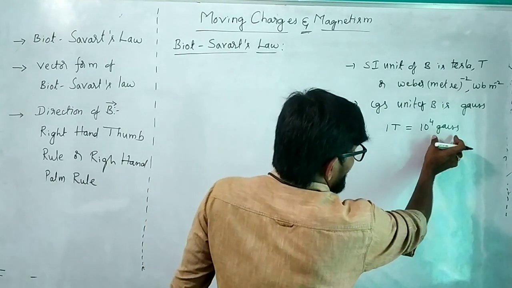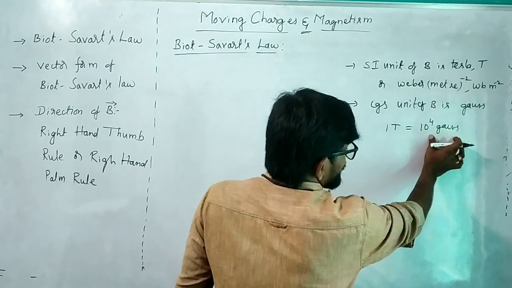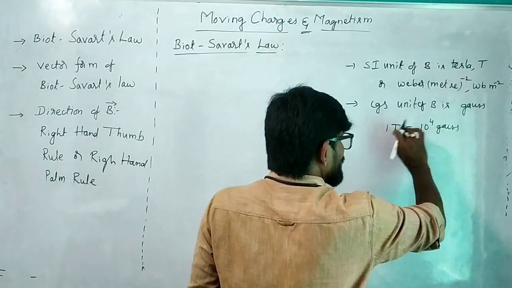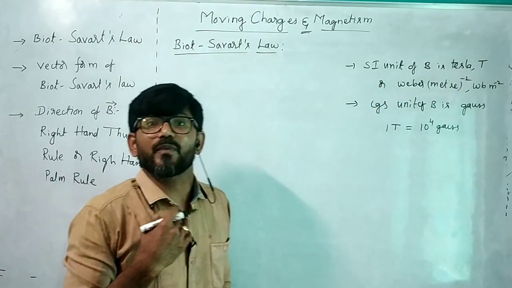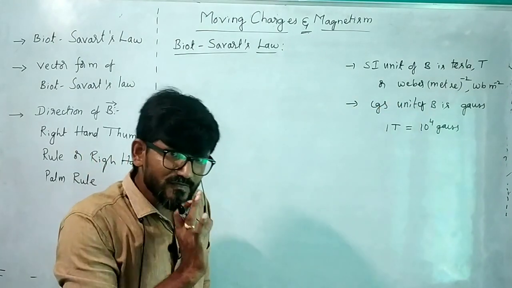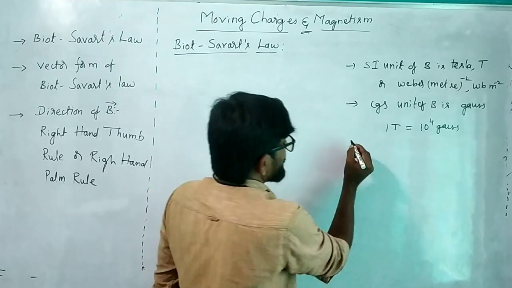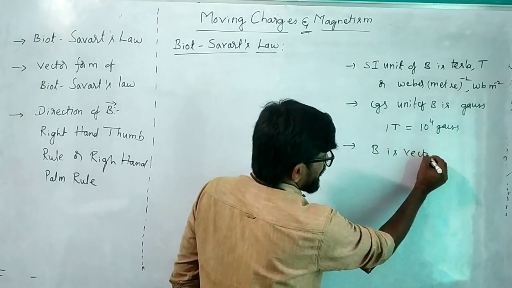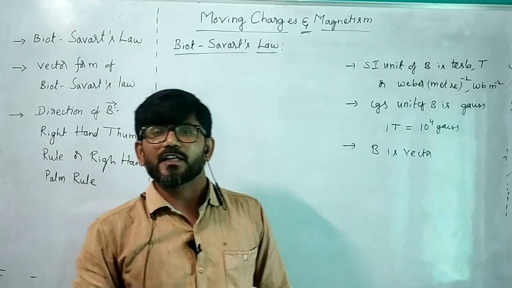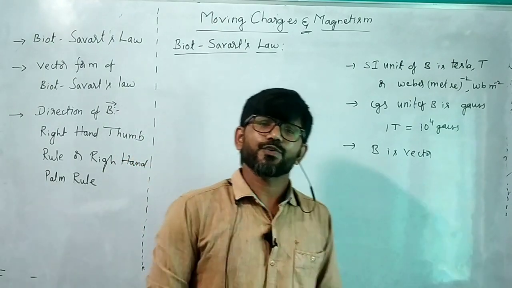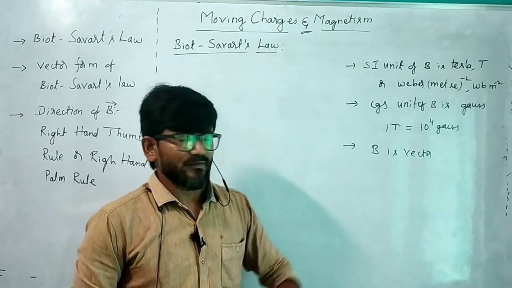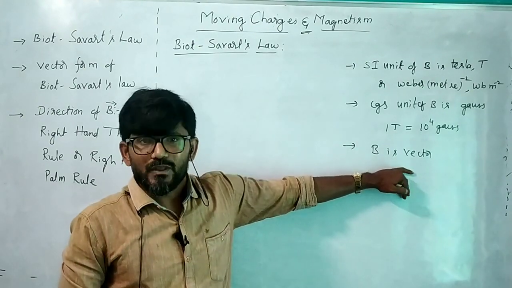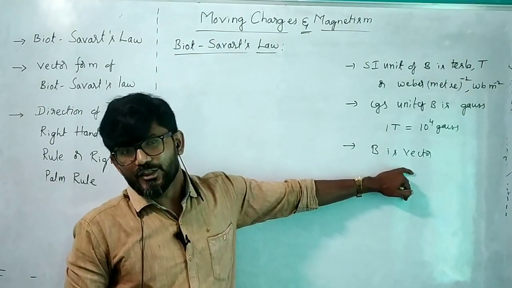If the value of magnetic field is given in Gauss, then you have to write 1 Gauss is equal to 1 by 10 to the power 4, or 10 to the power minus 4 Tesla. Remember this conversion relation. Obviously, magnetic field B is a vector quantity. Whether it is magnetic field or electric field or a gravitational field, usually the fields will be vector quantities. That means it will possess both magnitude and direction.